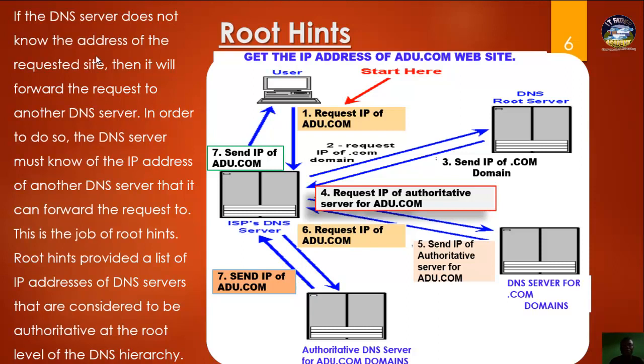So the moment you request, let's say you request the IP of edu.com, it will forward your request to the ISP DNS server. You see the procedure. Then the moment you request, it will forward to the DNS root server. So let's say you request edu.com, and the ISP DNS server doesn't know anything like that. It will forward your request to another server. That's it. So this is how it is.